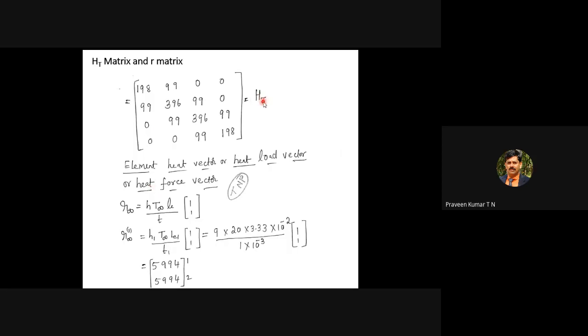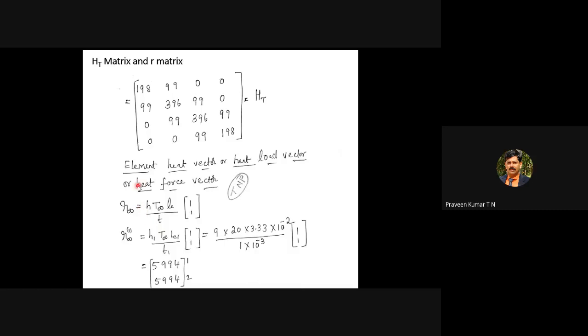Then, similarly, there is an element heat load vector or heat force vector. For the fin, this formula is different. In the fin, there are two formulas you have to remember. One is the convective heat transfer matrix, and one more is the heat force vector. R infinity is given by h into T infinity into Le divided by 2. That is the R infinity matrix.